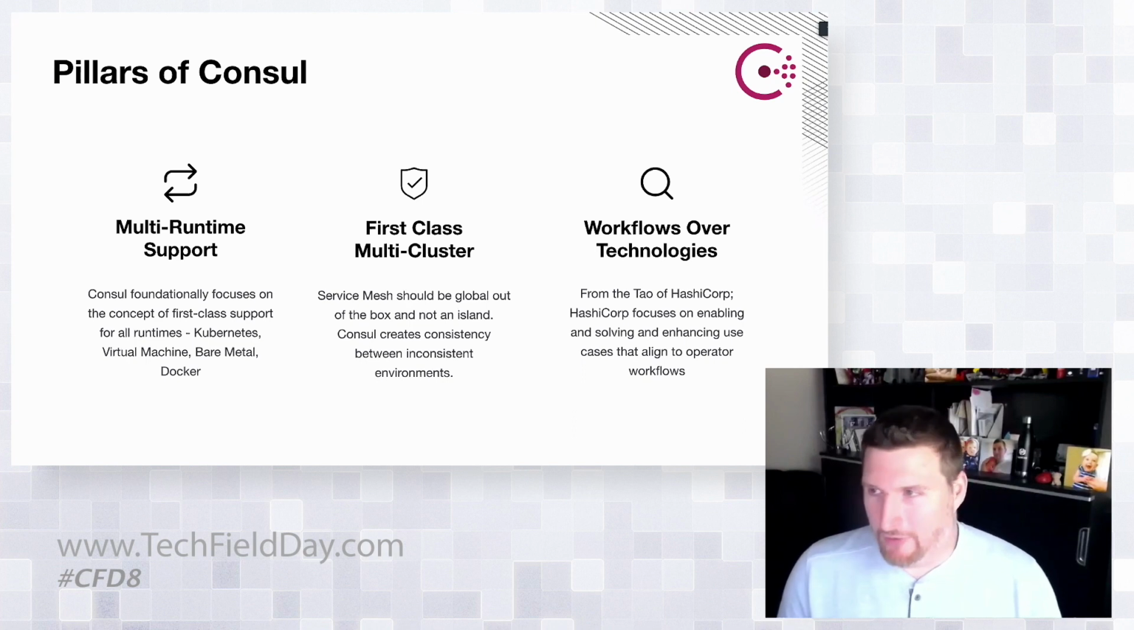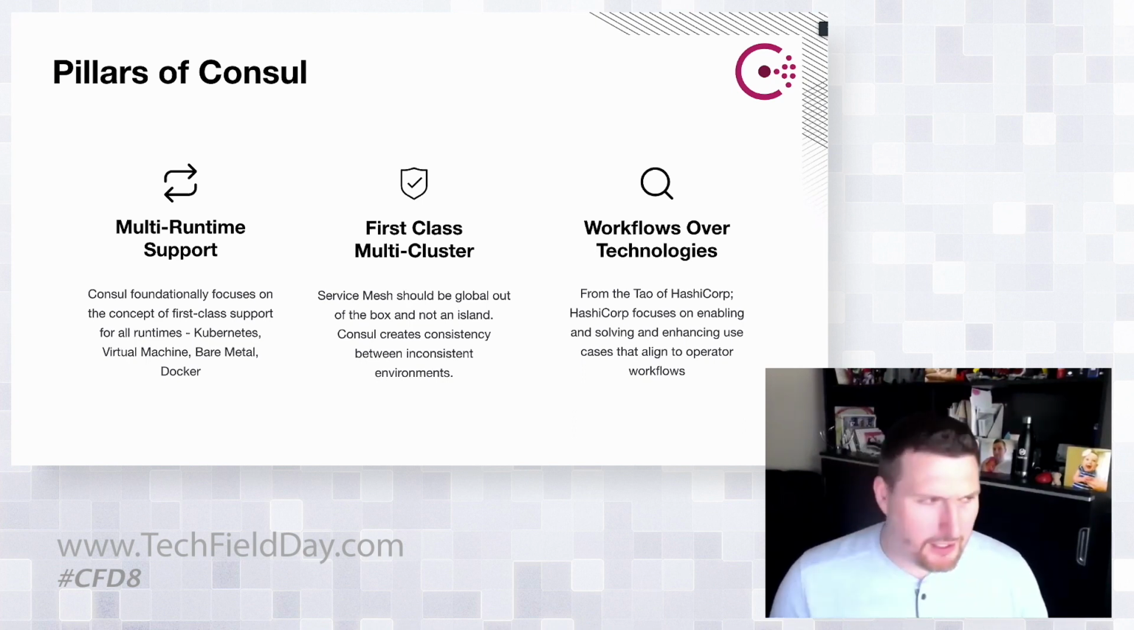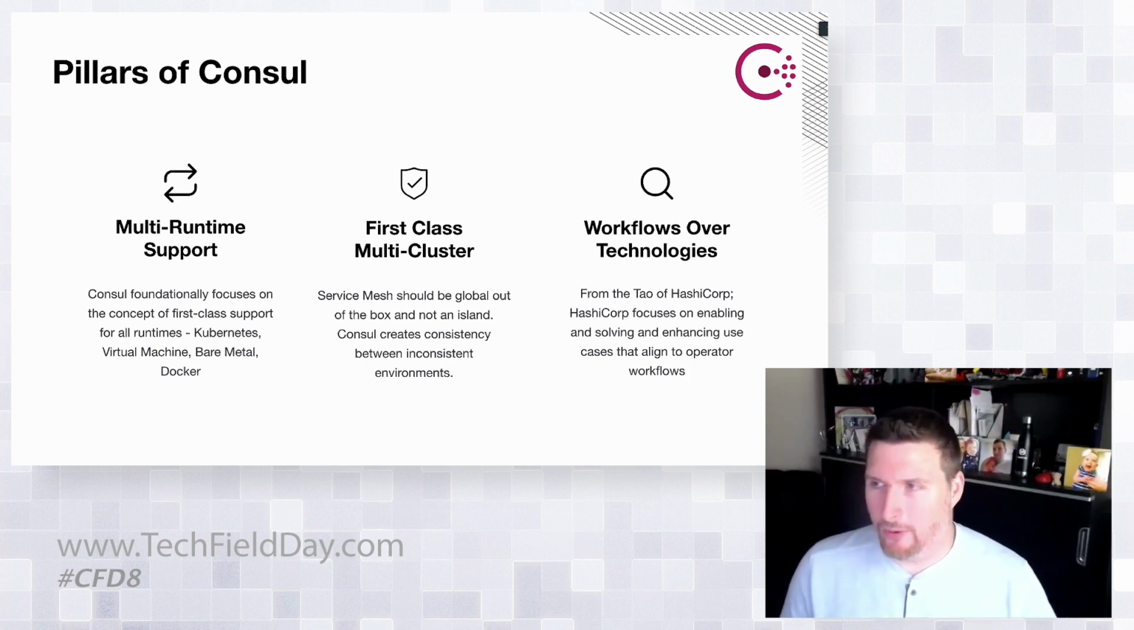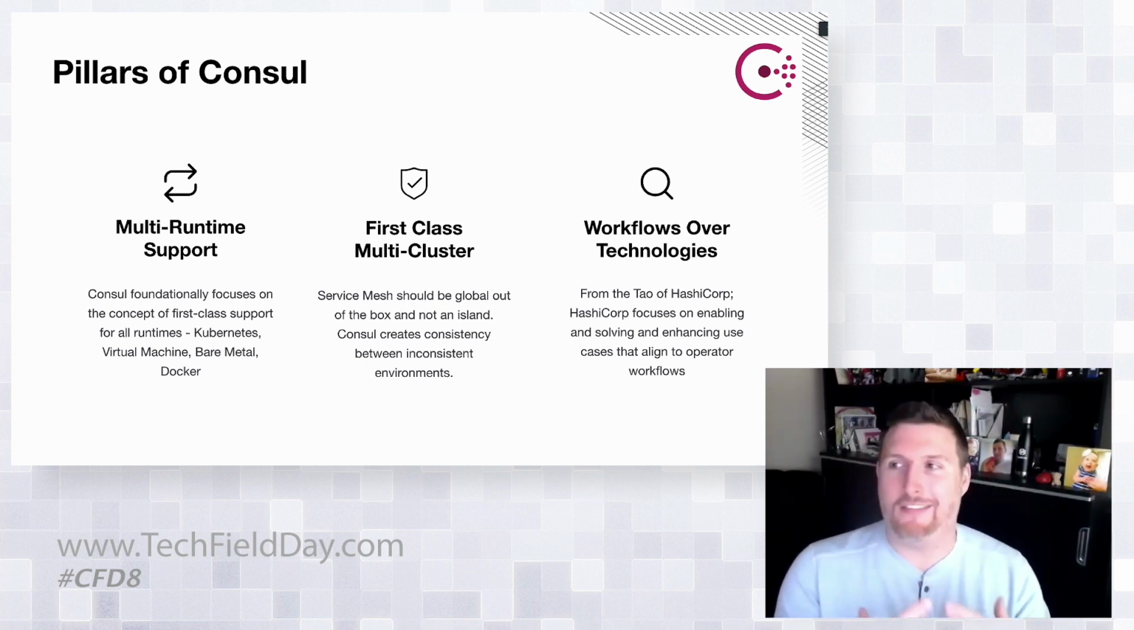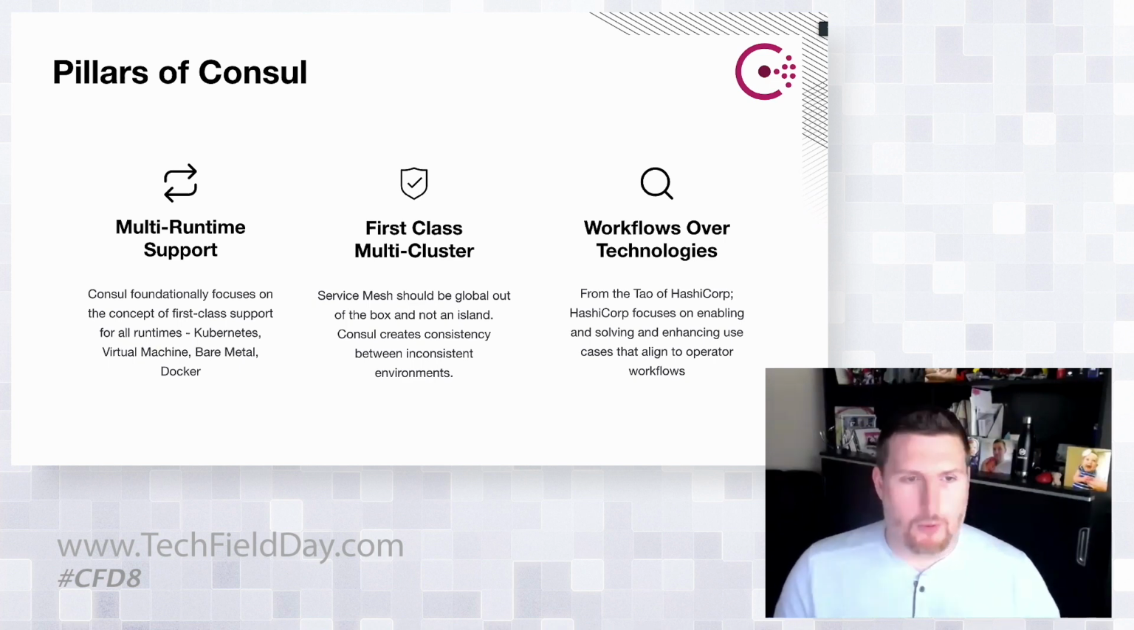And when we talk about Consul, there's a couple things that we really focus on that we're going to show in the demo. We talk a lot about multi-runtime support. How do we treat things that are VMs equal to things that are Kubernetes and equal to things that are in Nomad as well? How do we create consistency between inconsistent things? Furthermore, how do we actually connect things between clouds, right?